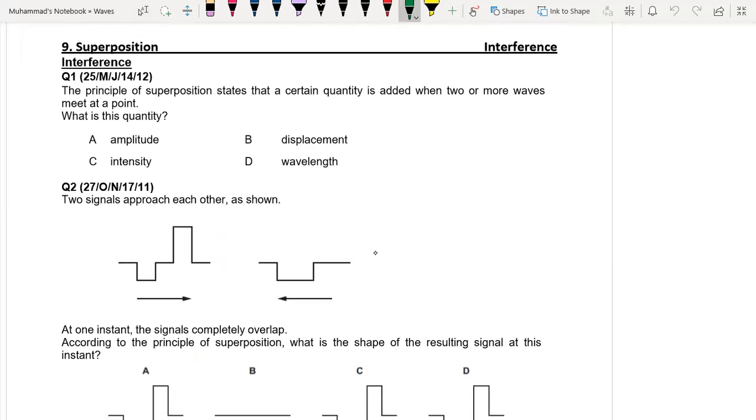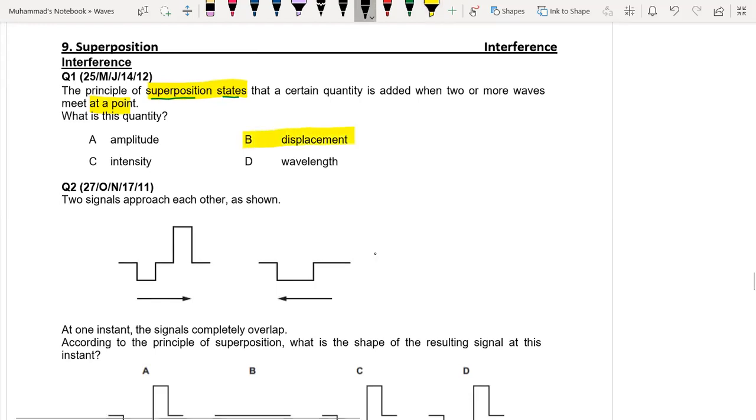So let's start. Question 1: the principle of superposition states that a certain quantity is added when two or more waves meet at a point. So what is this quantity? You know that the principle of superposition states that when two or more than two waves meet at a point, the resultant displacement is the sum of individual displacements. So over here, B is the option.